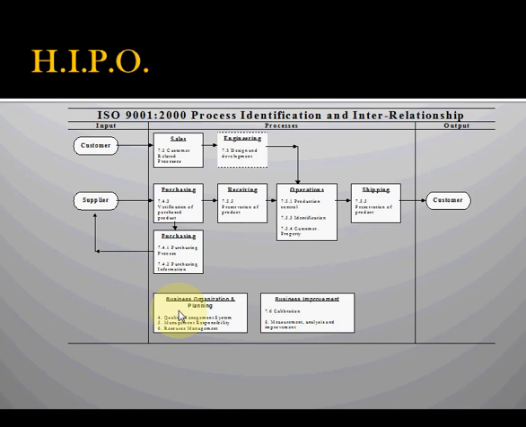There's two other processes, and this is how we organize and plan the business. And this next one is how to do continuous improvement. So now we have an overall view of the entire system.